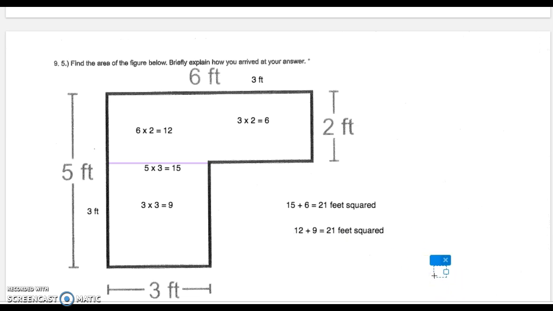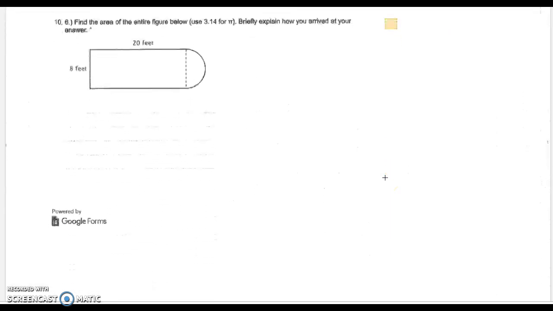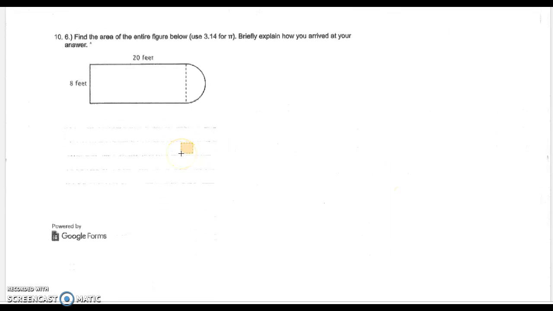So there's two ways to cut this. I didn't really care which way you did it. Just figure out that you can make two different rectangles to get 21 feet squared. The next one is a rectangle and a semicircle. This rectangle here should be easy for you to get. That's an 8 by 20, which would be 160.